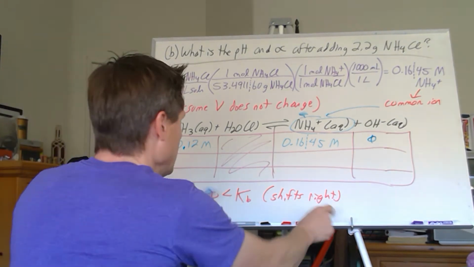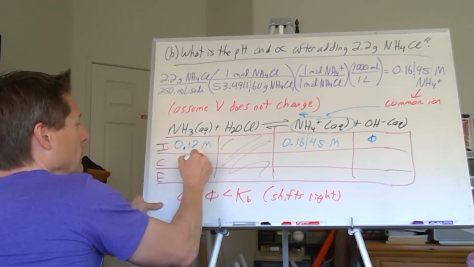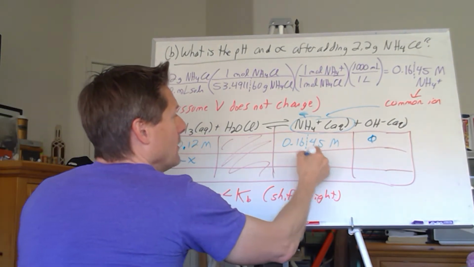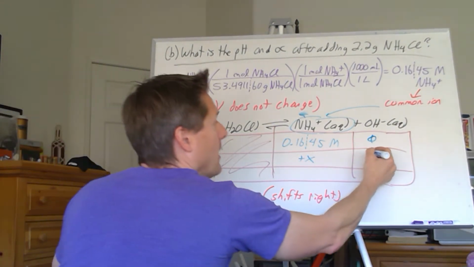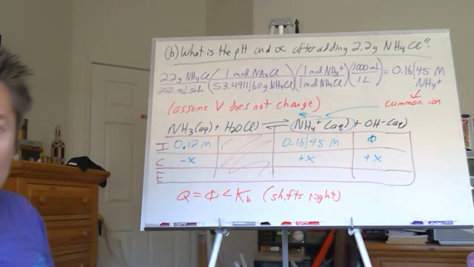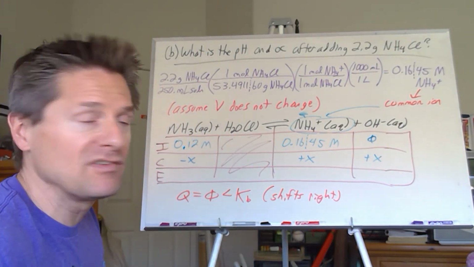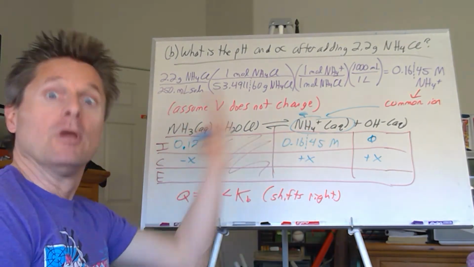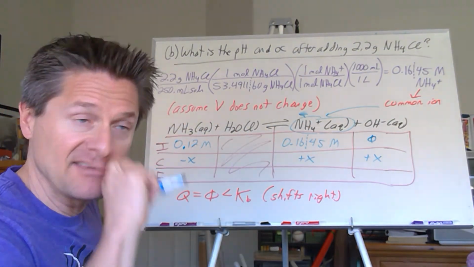So we can set up our equilibrium table now. We're going to lose X of the ammonia. We're going to gain X of the ammonium ion. We're going to gain X of the OH minus, right? Seeing how much that reduces. X should be smaller for this problem than it was before because we're doing the common ion effect and suppressing the ionization of the base.